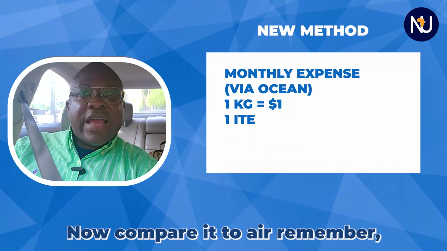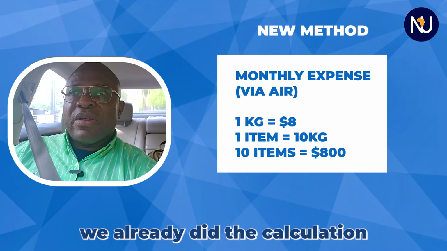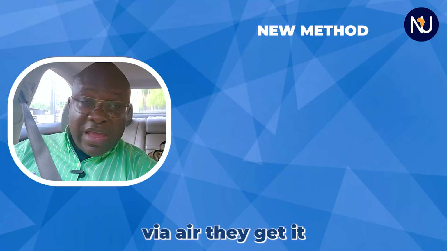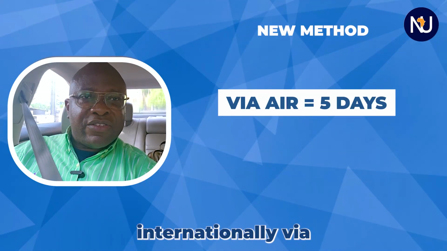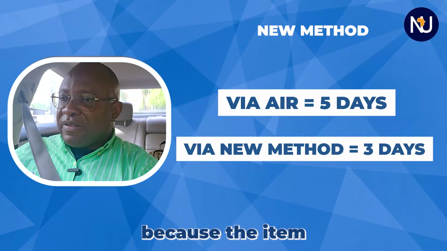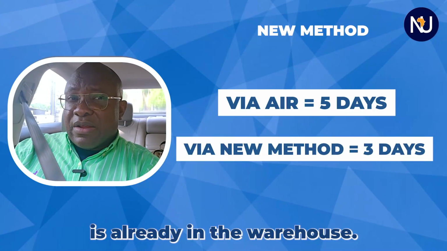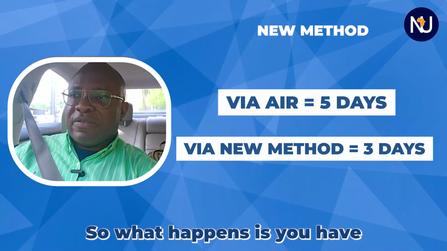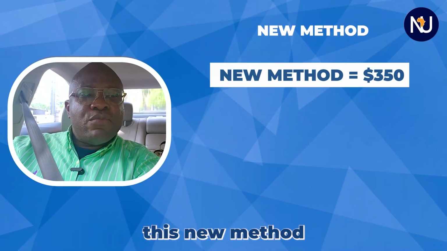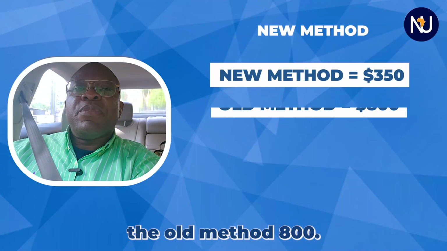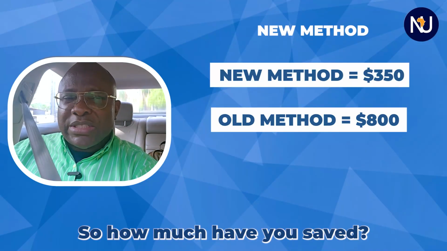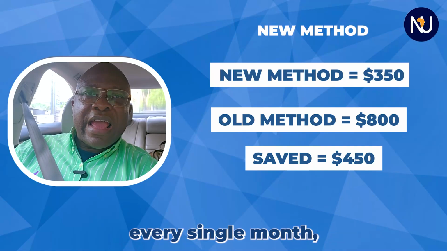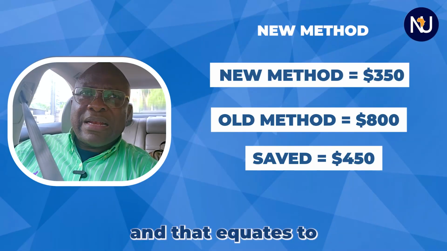So in a month, you're spending $350. Now, compare it to air. Remember, we already did the calculation and it was costing $800 to do this same thing via air. Via air, they get it in 5 days internationally. Via this new method, because the item is already in the warehouse, they will get it in 3 days or so. So you have this new method costing you $350, the old method $800. So how much have you saved? You've saved about $450 every single month.